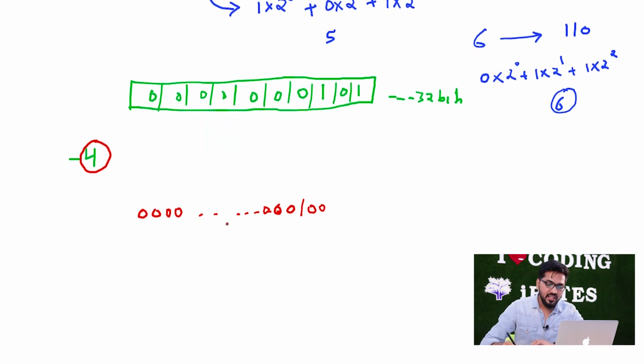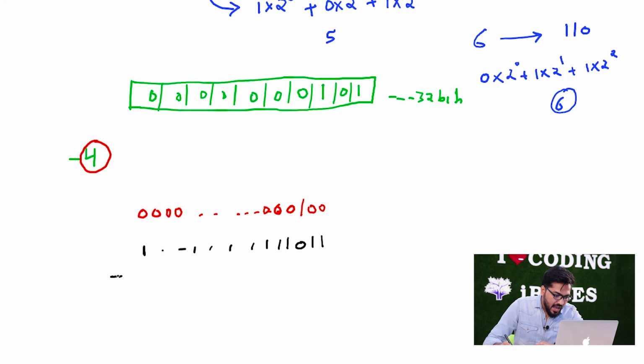Then you have to invert the bits. All the bits should be inverted. What I mean by invert is that all the bits which are 1 you make 0, and all the bits which are 0 you make 1. So it should become something like this, and all of this will become 1. This is the first step.